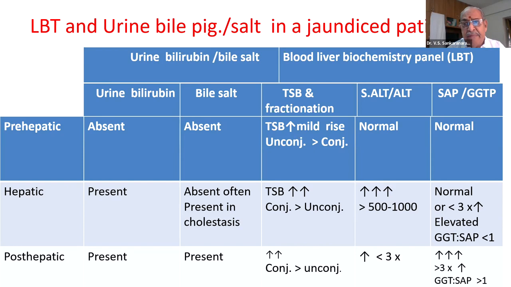If you take a liver injury or parenchymal liver disease with jaundice, the urine bile pigment may appear even before the clinical manifestation of jaundice. And bile salts usually absent, but they may be present if there is cholestasis. Total bile will be high, which may not be very high. Conjugated is more than unconjugated. And SGOT, SGPT in acute liver disease will be very high, particularly viral hepatitis. And if there is cholestasis, probably you will have the SAP, GGTP high, otherwise it is normal. The GGTP-SAP ratio may be less than 1.